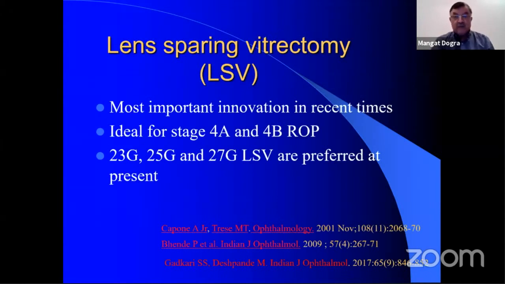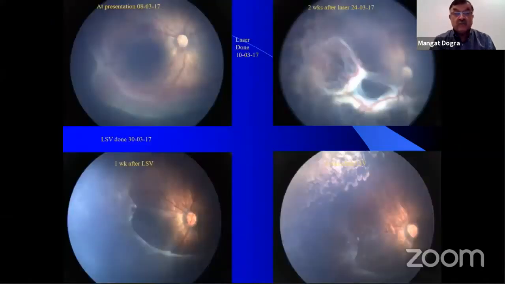I think lens sparing vitrectomy is a recent kind of innovation for 4A, 4B. Excellent. You can do small gauge and has very good results in these cases. Like this case here, which came from outside to us, despite laser, it progressed, and you do a lens sparing vitrectomy, even in an eye like this, and everything goes back.